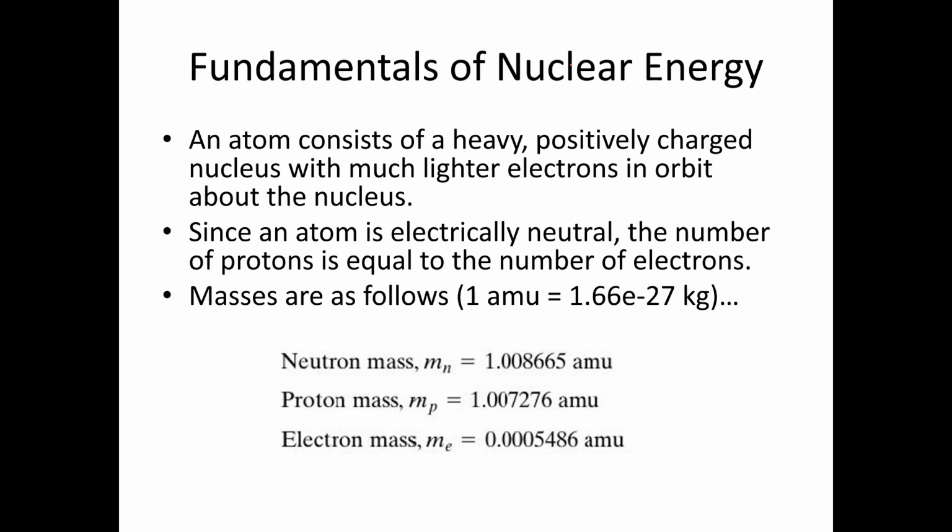So, an atom consists of a heavy positively charged nucleus with much lighter electrons in orbit about the nucleus. Since the atom is electrically neutral, the number of protons is equal to the number of electrons. And the masses are as follows. We have the mass of a neutron being 1.008665 atomic mass units. The proton is approximately the same, and the electron mass is significantly less.